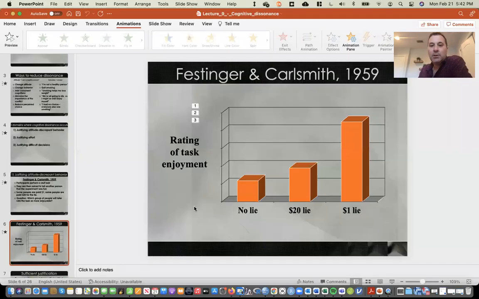Okay. So let me walk you through this. We're going to start on the left here. These bars represent people's ratings of how much fun they had in the study. The people in the no lie, the control condition, people who never lied to another person, correctly stated that they hated the study, right? They had no fun. It was boring. They hated it completely. The people in the $20 lie condition also basically said the same thing, that they hated the study. It was incredibly boring.